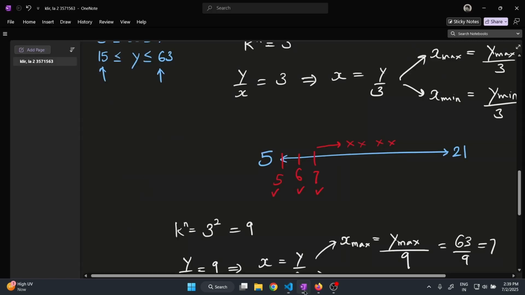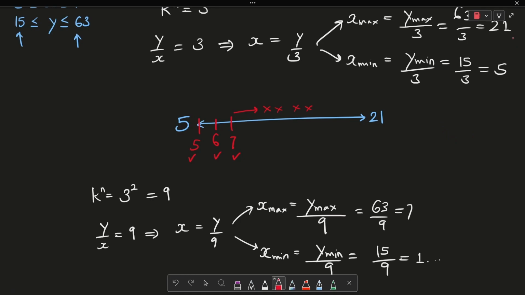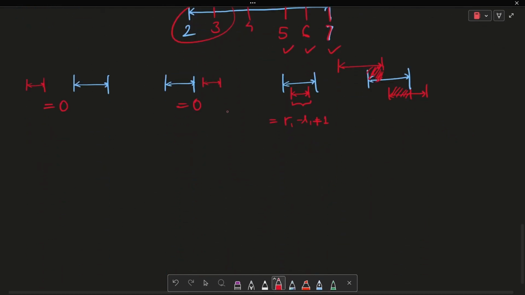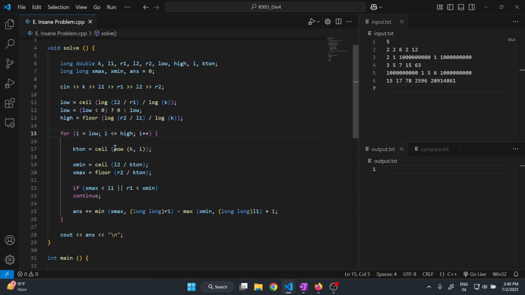This is basically dealing with these possible cases, either this one or this one, right? Suppose this is the answer, so what I'm doing is take the maximum of x, that is this, and take the minimum of x, that is this. Similarly here I can say take the maximum of x, that is this, and take the minimum of x, that is this. That is what I have said. Simply, minimum of x max or r1 minus maximum of x min or l1, plus 1, right? This is very simple. Actually it looks complicated, but it's simple. And then at last I just printed out the answer, right?